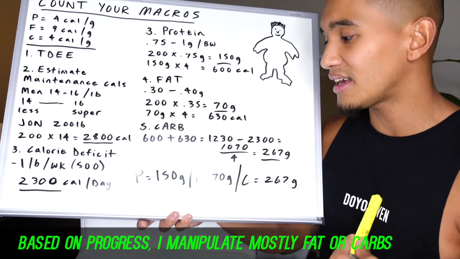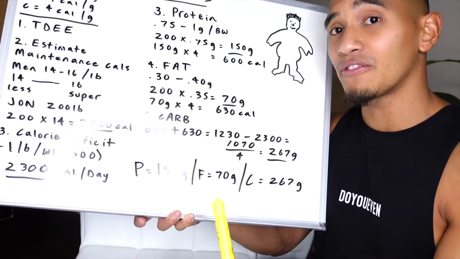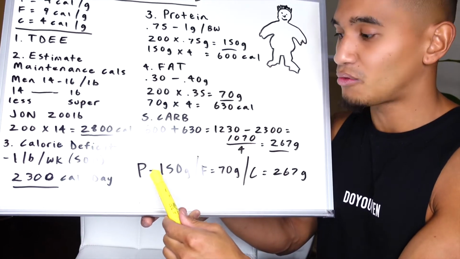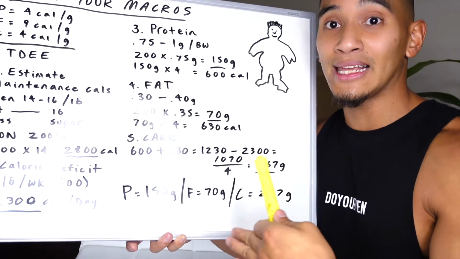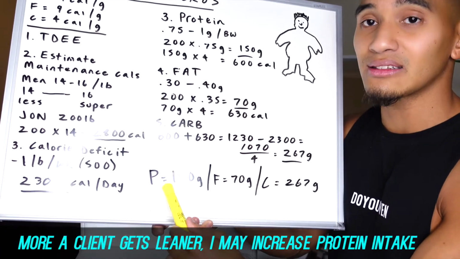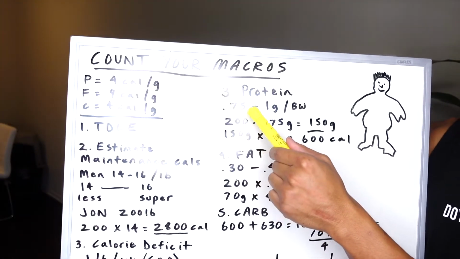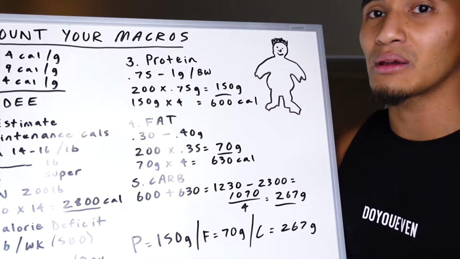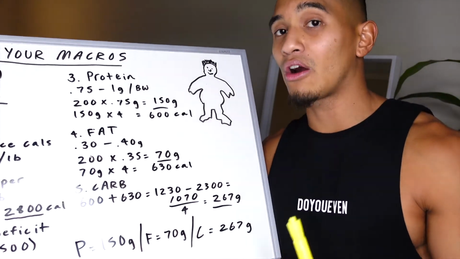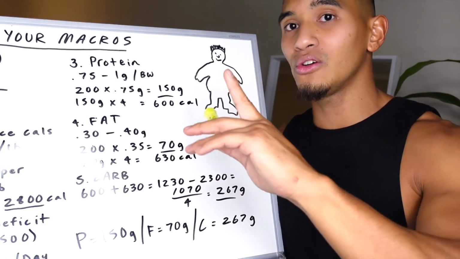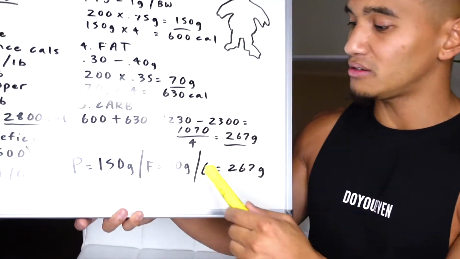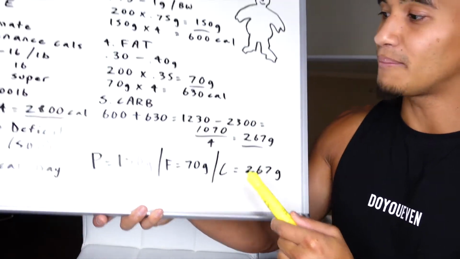Now the reason why I say that, or not even carbs or fat, but also protein, right? Because like I said, the more you get leaner, sometimes what I do for clients is I have to increase their protein, right? So if they're from 0.75 starting, usually I increase it, but it all depends on where they are as far as the progress. But the two that I always usually manipulate the most is the fat and carbs, all right?